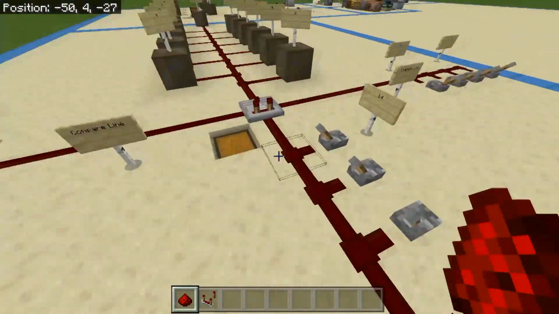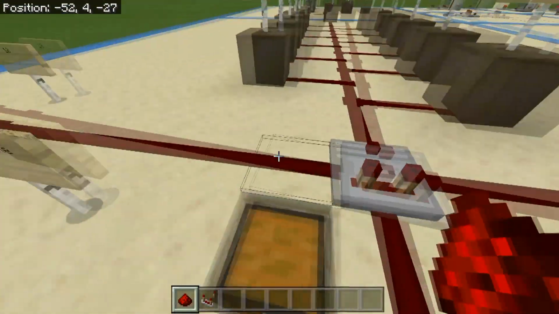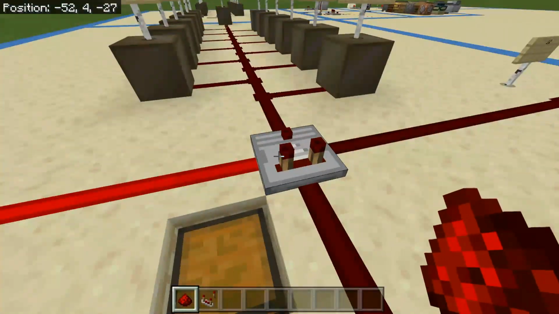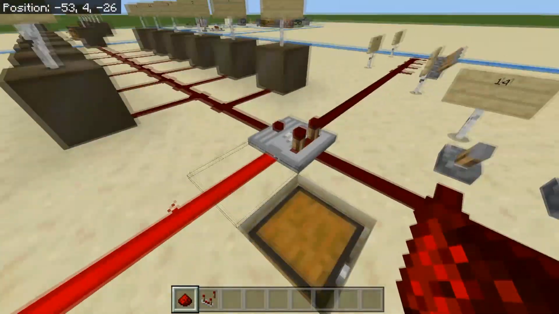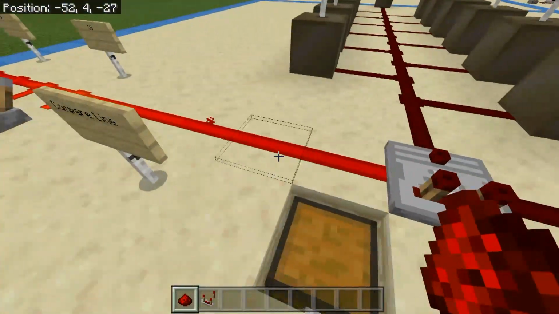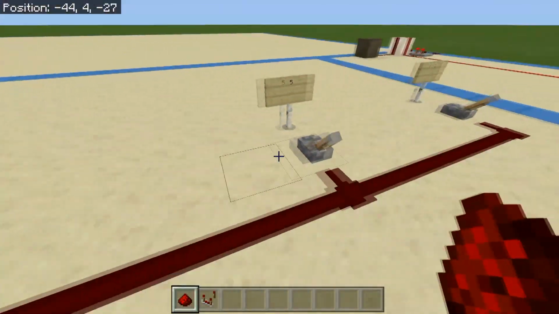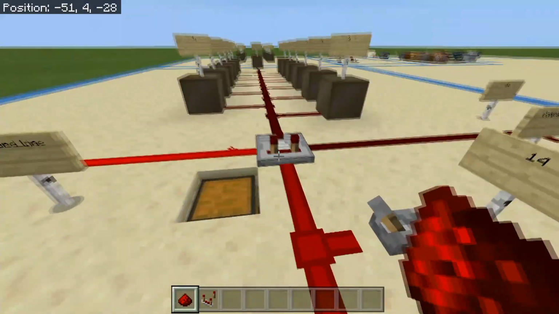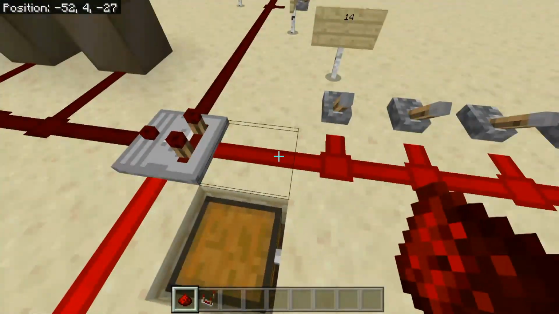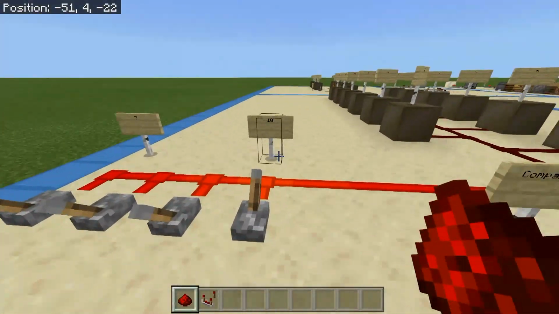What a compare line does is it feeds a signal into the side of the comparator, in this case, 10. On the side, you have 10. What the compare line does is it tells the comparator, unless your input, which is this line right here, has more than 10, do not output. So if I come back here and I turn on 5, notice we have no output at all. That's because our input is less than our compare line.